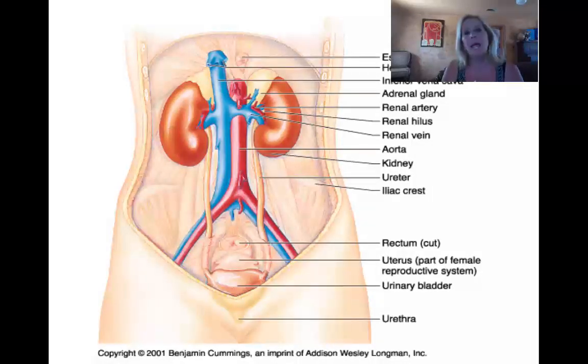pelvic cavity. And then sitting above the kidneys are the adrenal glands, and those adrenal glands are, as you already know, made up of the cortex and the medulla. They're secreting cortisol, aldosterone, epinephrine, norepinephrine. The kidneys are then attached to the ureters, and then those ureters are attached to the bladder, which is attached to the urethra. And the kidneys as well as the bladder are retroperitoneal.